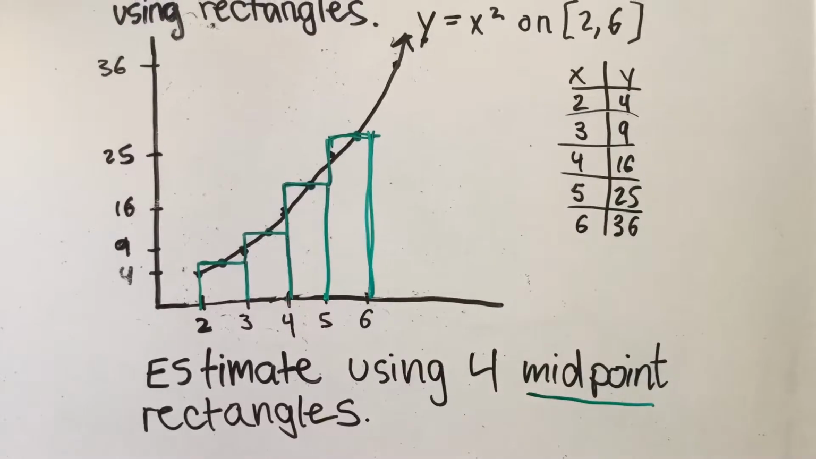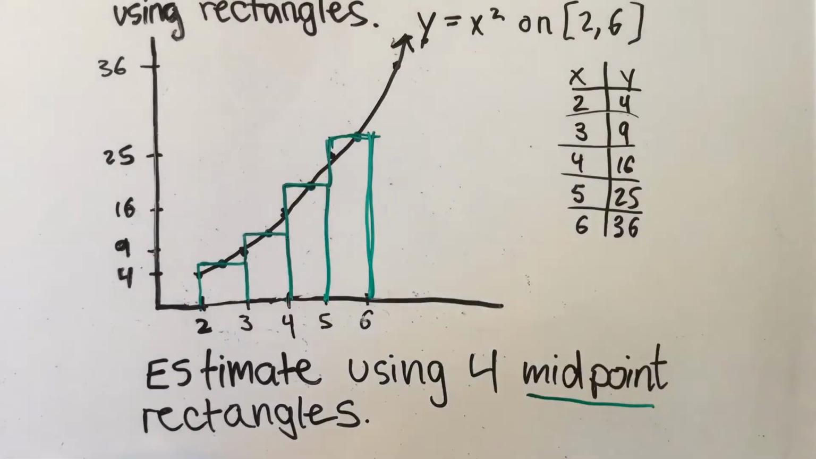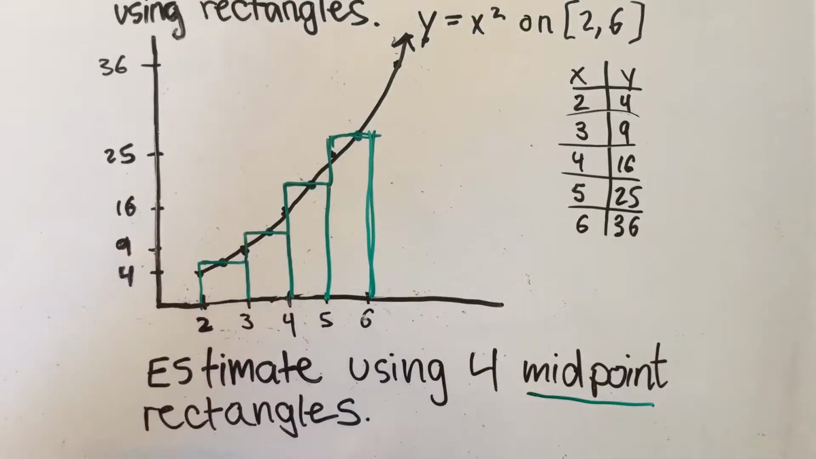And with midpoint rectangles, you don't have to worry about leaving out the left or the right side. There's exactly 4 midpoints between the 5 x values given.